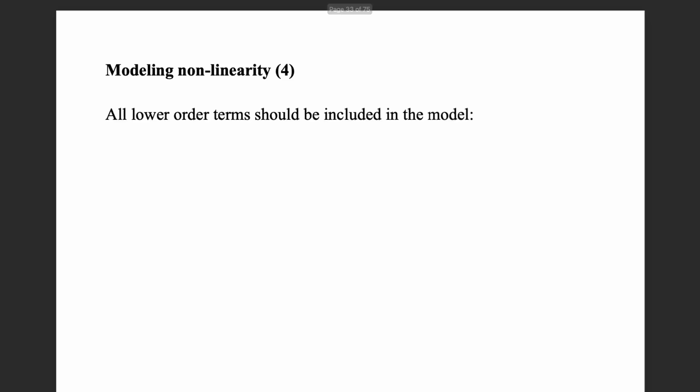So that's a general outline as to how to go about modeling nonlinearity, if at all. Now a bit more practical. When you include polynomials in your model, do make sure that you always include all the lower order terms in your model. What do I mean by that? Well, let's look at an example.